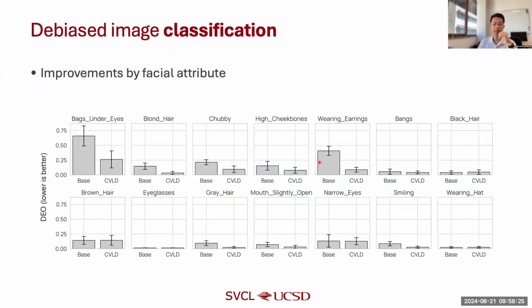If we look at the biases for each facial attribute in CelebA, we can find that the bias reduction is almost universal with our method. And the bias reduction is particularly large for classes like bags under eyes, chubby, blonde hair, wearing earrings, which also happen to be the most gender biased attributes to start with.